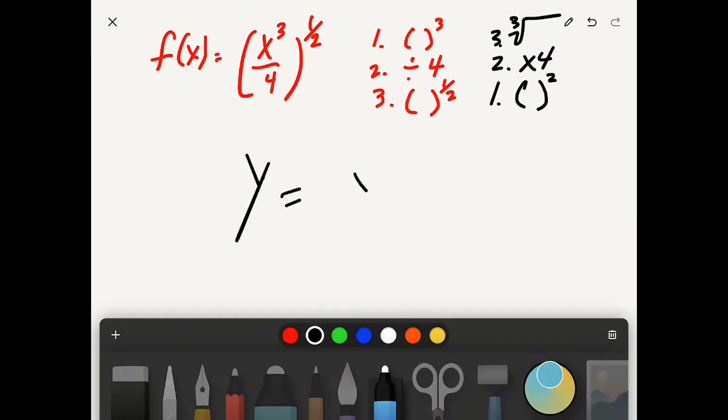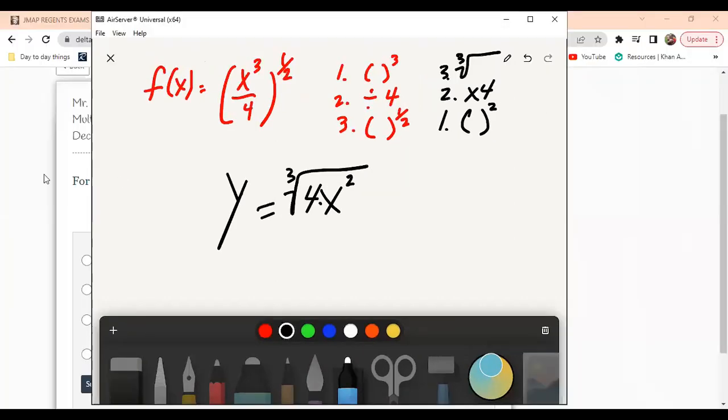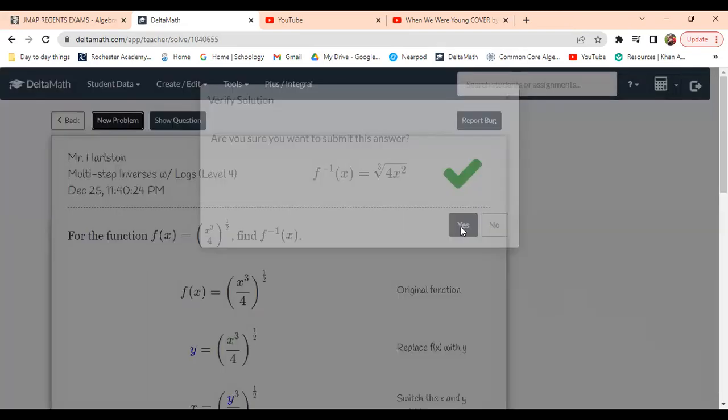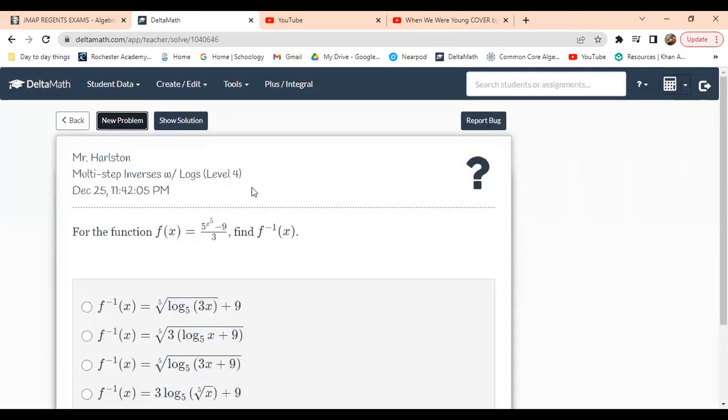Here is what we start with. We know we got to get y by itself. So first thing we're going to do is square it. Next thing we're going to do is multiply by 4. Then we're going to take the third root. And that is it. So when we look at this, we're taking the third root of 4x squared. So it would be the second one. Submit it. Looks good. Let's try another one.